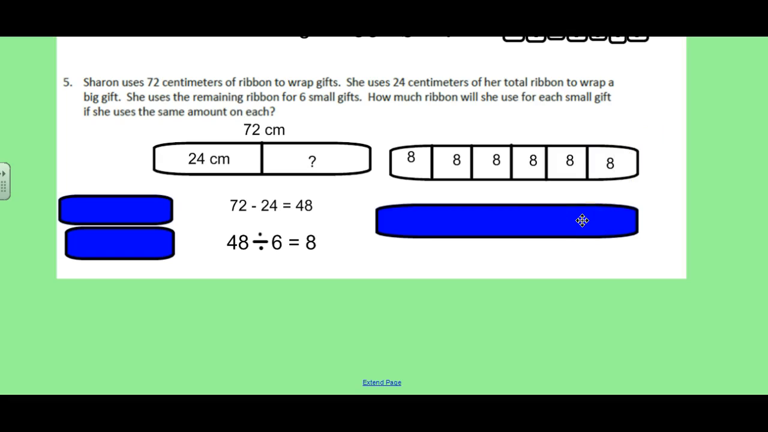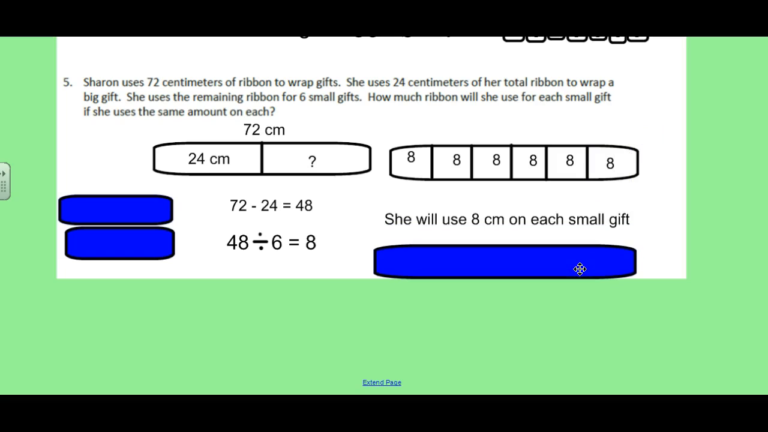And to answer this in a complete sentence, I was looking for: she will use 8 centimeters on each small gift. If you need to push pause and change any of your work or look over this again, you can do that before we move on to the last problem.